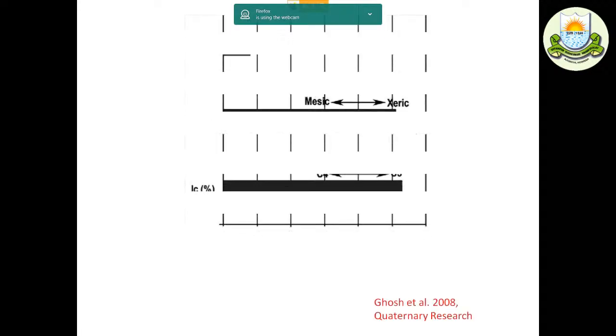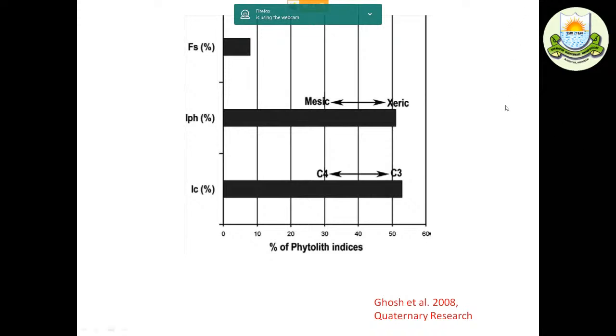So let's see. This is a schematic diagram. When IPH increases, it suggests the xeric condition. When it decreases, it suggests the mesic condition. When the IC index is high, it shows the dominance of C3 grass, and when it is low, it shows the dominance of C4 grass. Similarly, as I said, when the FS index is higher, it suggests water stress. When it is low, it doesn't suggest any water stress. It suggests that the condition was more adjustable for plants.